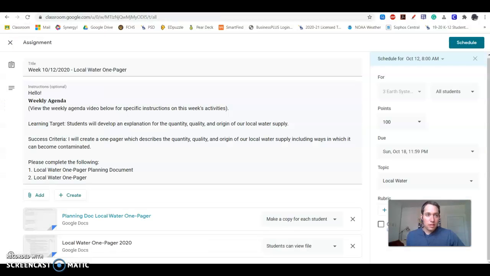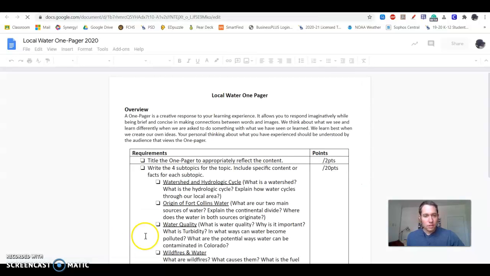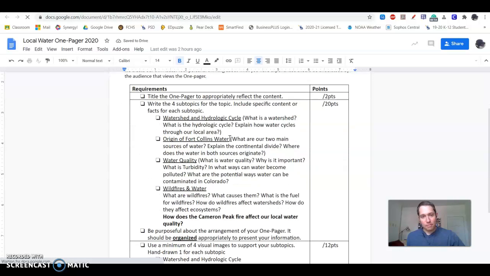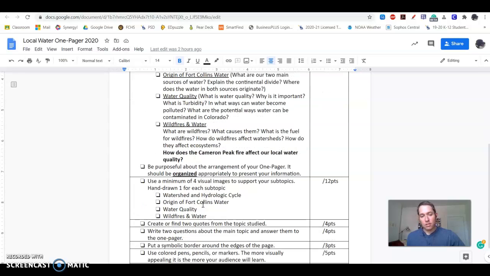Day two this week is going to be working on the one-pager itself. Okay, and so I have the document that has all of the requirements on it given to you here as a viewable copy, right? So you're going to have your 4 subtopics that you've already now written about, and then you are going to also make sure that you have room on your one-pager to be drawing images, okay? And so there's going to be one image per topic or subtopic. So you need an image that represents the watershed and hydrologic cycle. You'll need an image that represents the origin of our water, an image that represents water quality, and an image that represents wildfire.